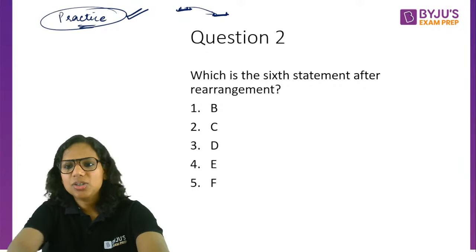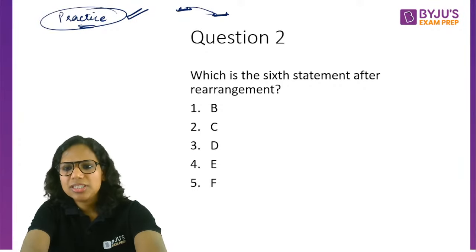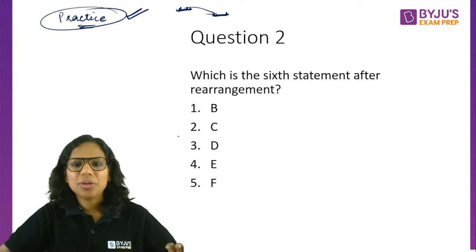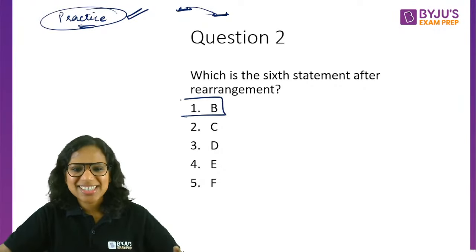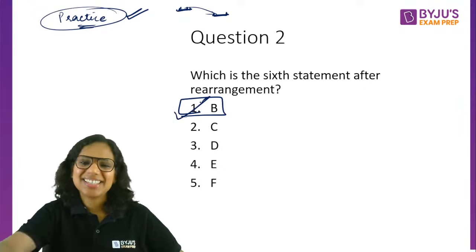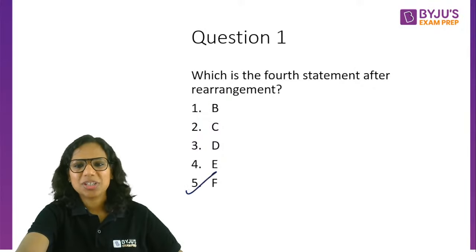B, D, okay. Mostly B's I've got. Right. I think by B you mean this. Option 1, correct. That is the sixth statement after rearrangement. Correct.